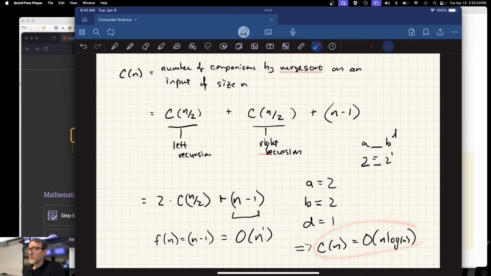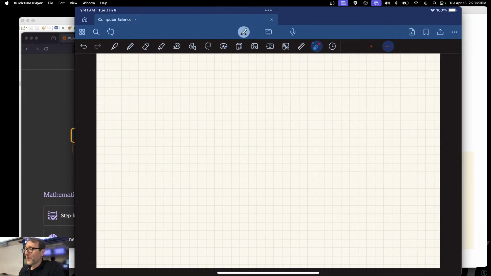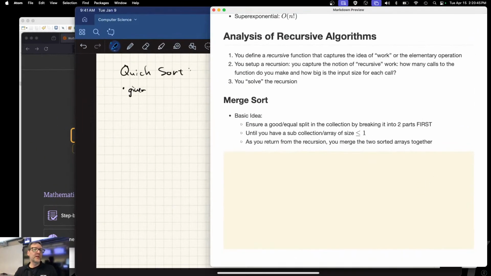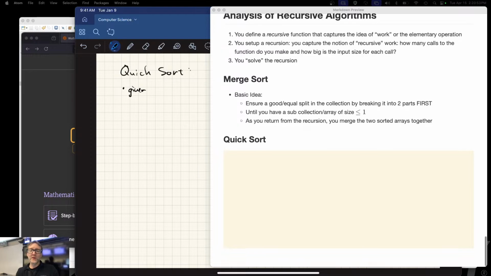Merge sort, right? One other example here. Have you ever seen quicksort? All right, here's quicksort then. Quicksort. Right? Here's the basic idea. Given, actually, no, let me type it out. My handwriting is atrocious, sorry. So let's look at quicksort. So here's the basic idea.